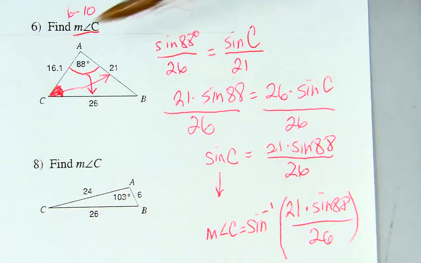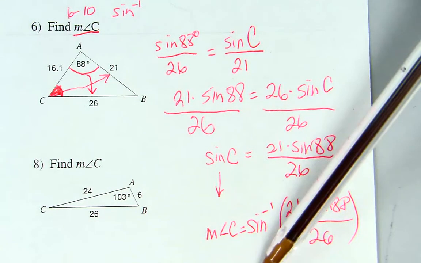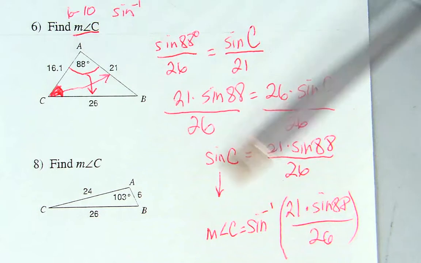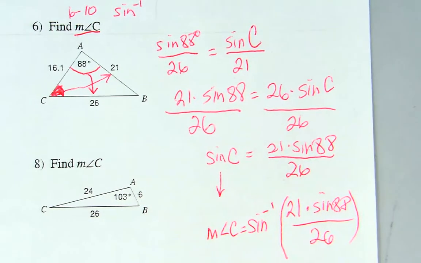Now, every single problem, 6 through 10, is going to be set up just like this. And then you can put it in your calculator and get an answer. I'm not going to put it in the calculator, but you can put it in the calculator and get an answer for that. I want to make sure that you have an example for the law of cosines on the other side.